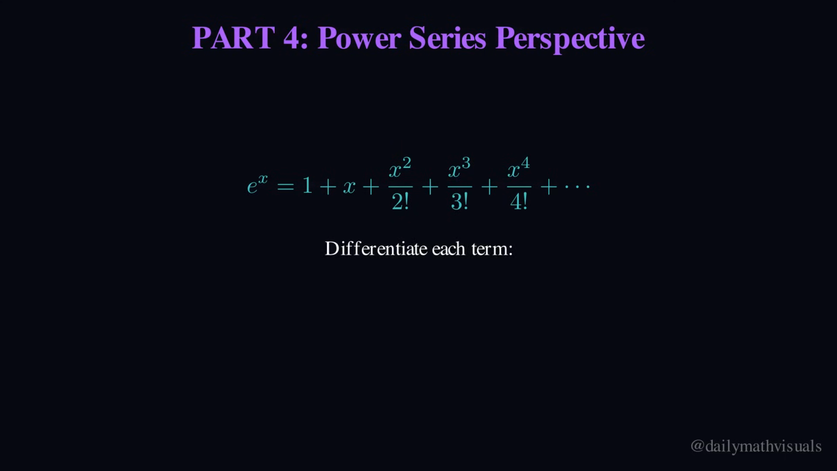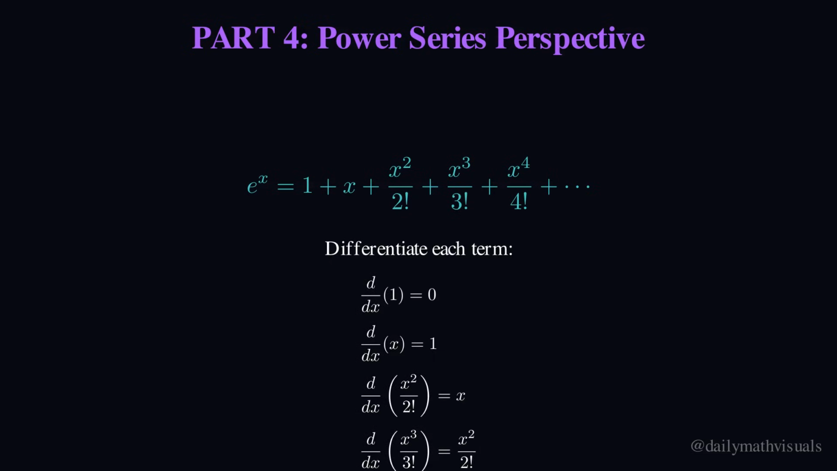Here's another beautiful way to see why this works, the power series perspective. e^x can be written as an infinite sum, called the Taylor series. Now watch what happens when we differentiate term by term. The derivative of 1 is 0. The derivative of x is 1. The derivative of x^2 over 2 factorial is x. The series shifts left and becomes itself again. This is why the derivative equals the original function.